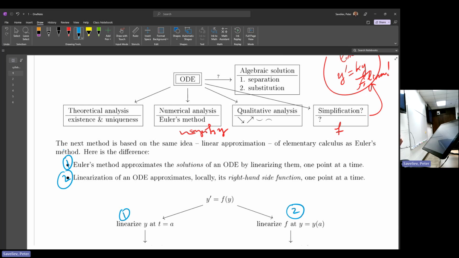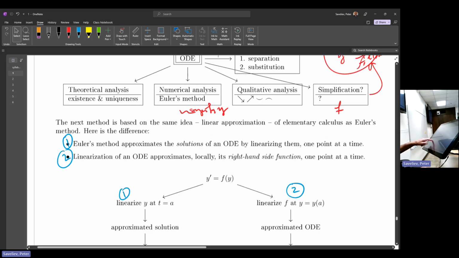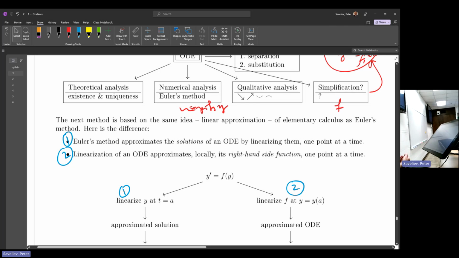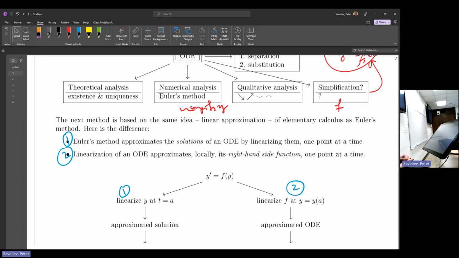It is a fancy word, but it only sounds fancy because it seems unnecessarily complicated in dimension one. Once you go to higher dimensions, the linearization, which is a calculus one task, becomes way more complicated. So let's just enjoy the one-dimensional situation as long as we can. Once again, Euler's method on the left, linearization of the differential equation on the right. On the left we linearize y, the unknown function, replacing it with an approximated solution, which happens to be linear. On the right we approximate the differential equation, replacing f with a linear function.